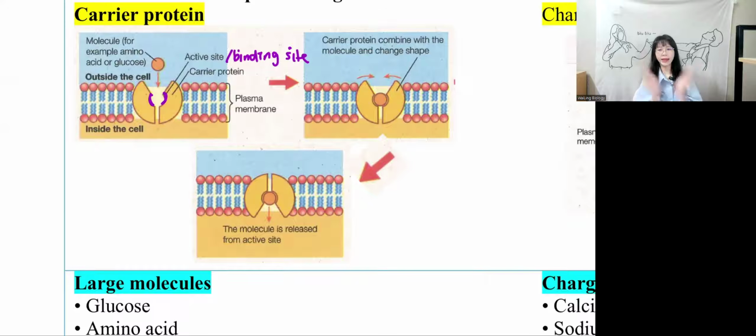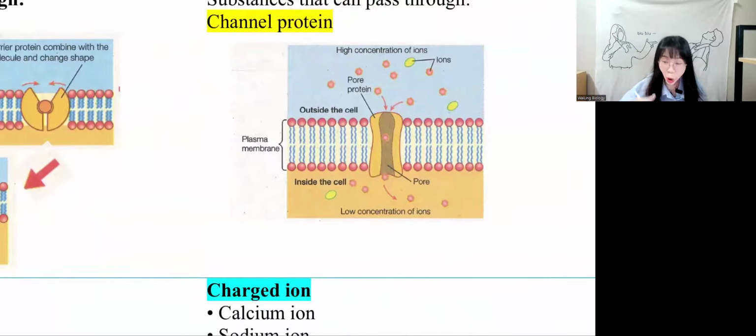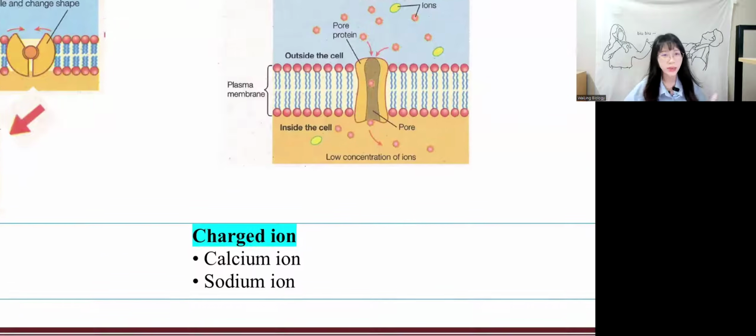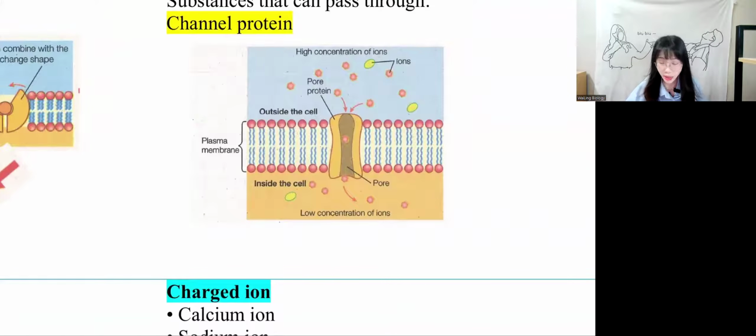So they open, close, open, close, open, close. They don't open the entire thing, they only open one part. Or they will just close the entire thing as a carrier protein. As a channel protein, they open the entire thing here. What passes through the channel protein? The charged ions. Sodium, potassium, calcium, whatever charged ion can be under this category. Any example that you want to write also can. Usually we will write sodium ion and potassium ion.